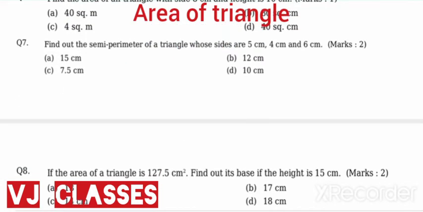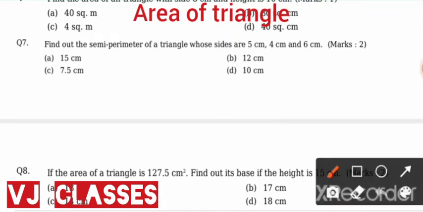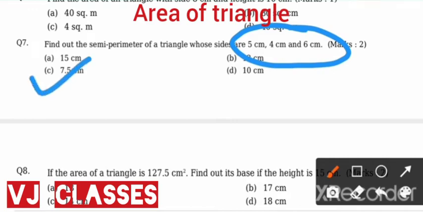Sorry, second last it is. So now question number 7, find out the semi perimeter of a triangle whose sides are this. Perimeter you know already, perimeter means sum of all sides. So you have to add all these three sides of a triangle, 5, 4 and 6. 5, 4 and 6 when you add you will get 15. Half you have to do. Why? Because semi perimeter means half of the perimeter. So 15 half is 7.5. That's why answer C is correct for question number 7.